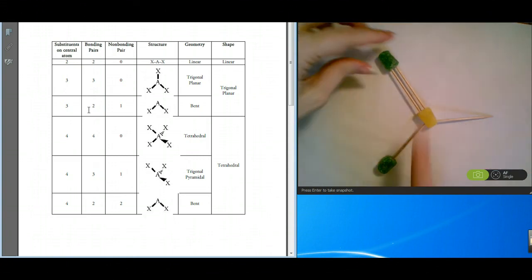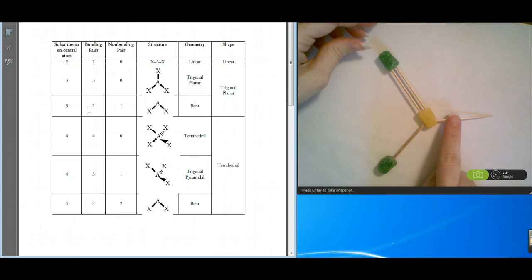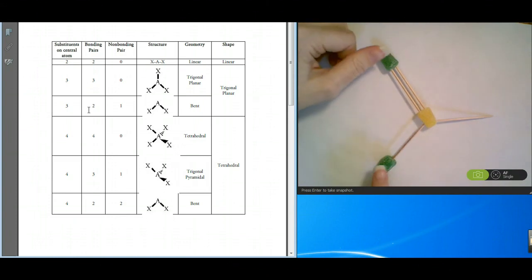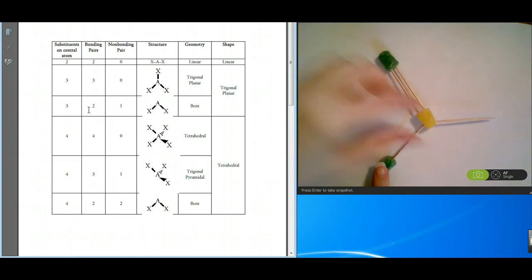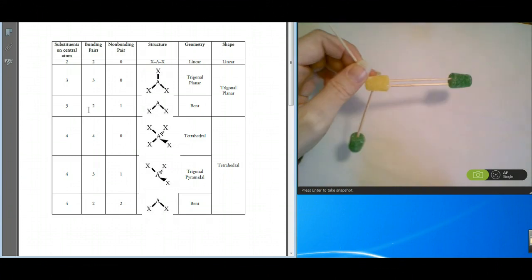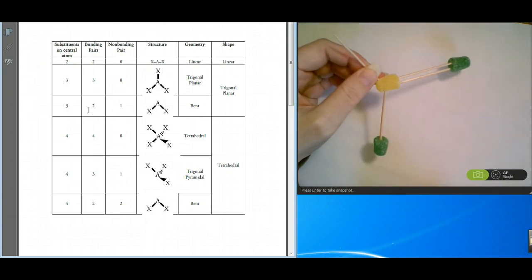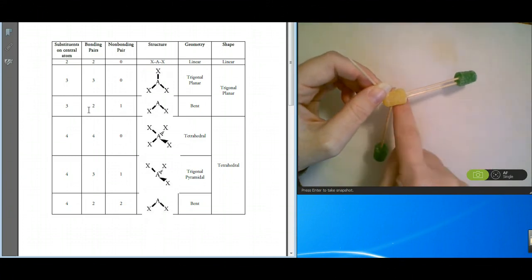Well, if we have a double bond, we still just come up with 3 places for substituents. But in this case, I only have 2 substituents. So again, this one is going to have a shape of trigonal planar, but it's going to have a geometry of bent again.